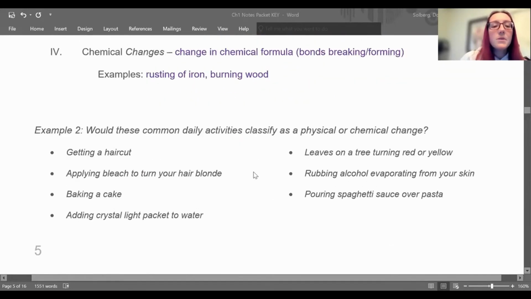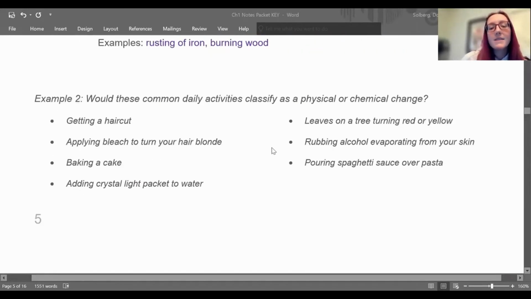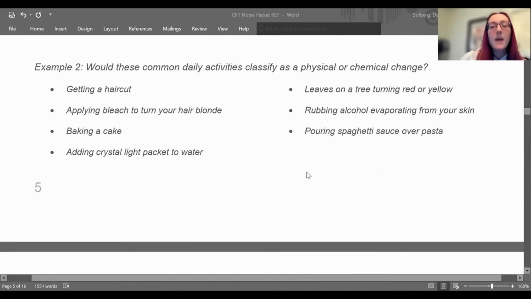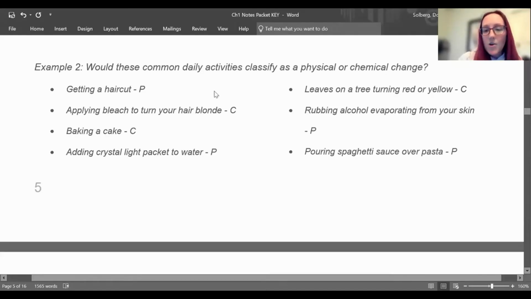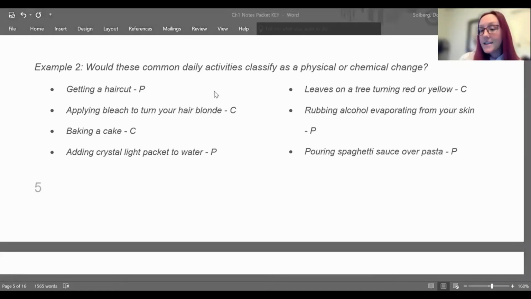Okay, so example number 2: would these common daily activities classify as a physical or a chemical change? I want you to give this a try and then check your answers. Okay, so getting a haircut is just changing the shape of your hair. That should be considered physical. Applying bleach to turn your hair blonde is a chemical change. A lot of the time, a color change indicates a chemical change.